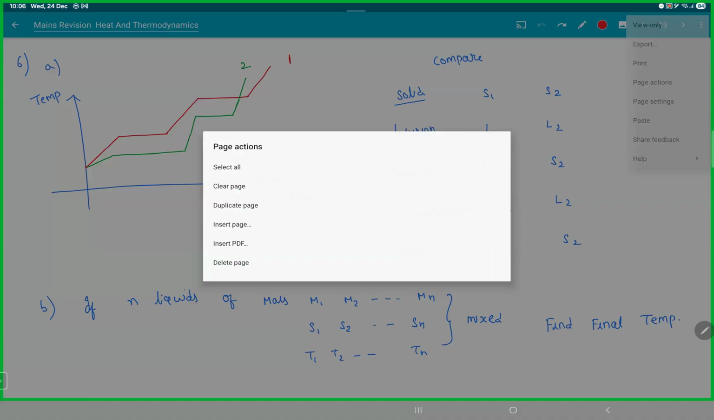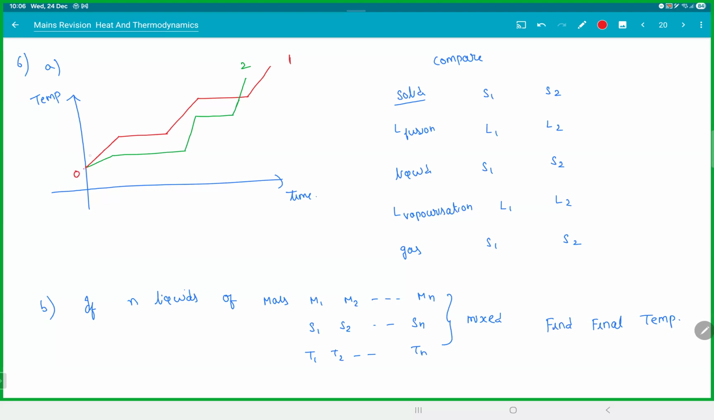So what are the formulas for this? If I name these points now, O, A, B, C, D, and E, slope OA is proportional to 1 by m into S of the solid. Slope BC is proportional to 1 by m into S of the liquid after the solid is in liquid state. Slope DE is proportional to 1 by mass into specific heat of the gas.